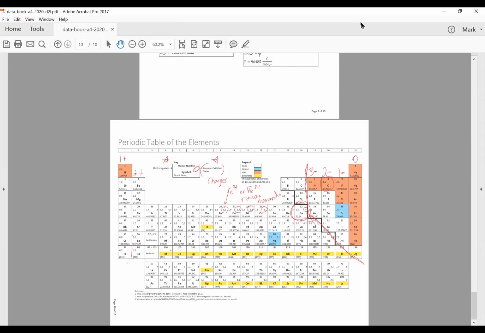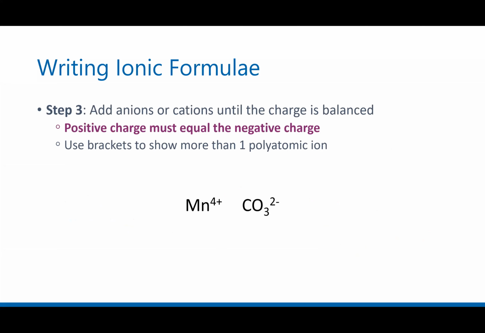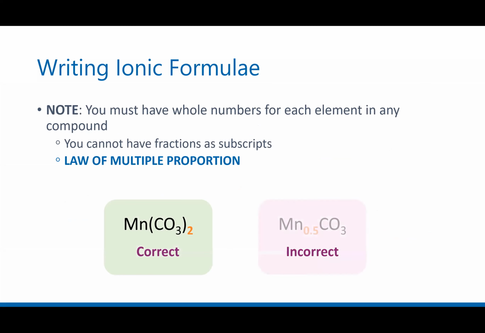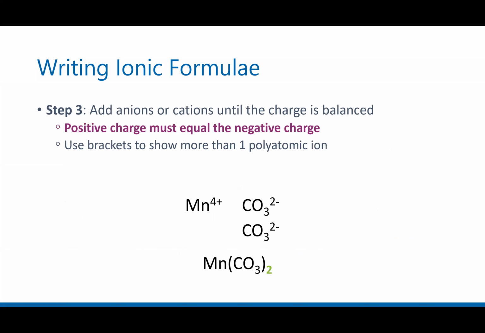All right, we're going to put this all together. I only have 2 slides left. I'll show you how to put this all together, and then we'll do a couple of examples. Step 1, write the metal ion. Step 2, write the non-metal ion. And step 3 is to keep adding anions and cations, positive and negative charges, until the positive equals the negative.